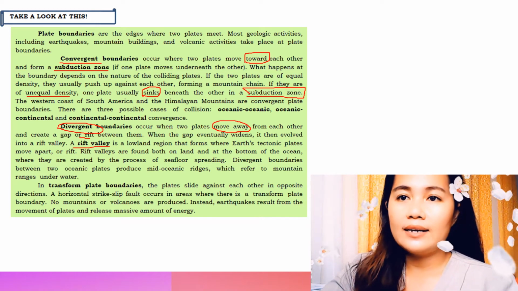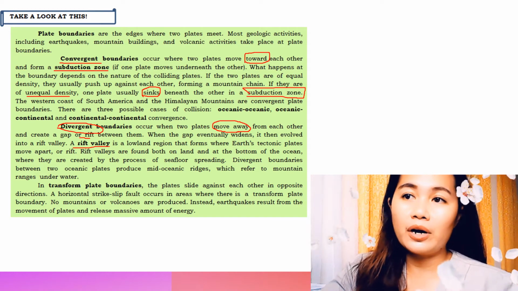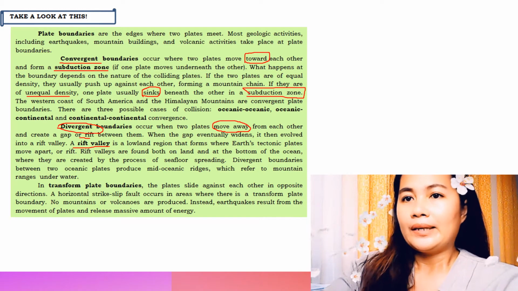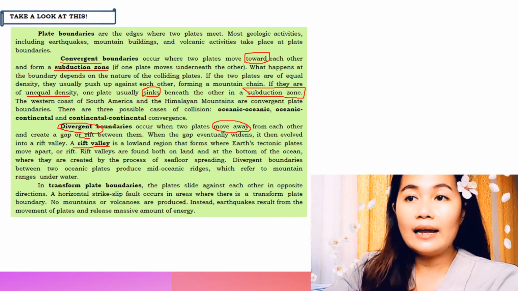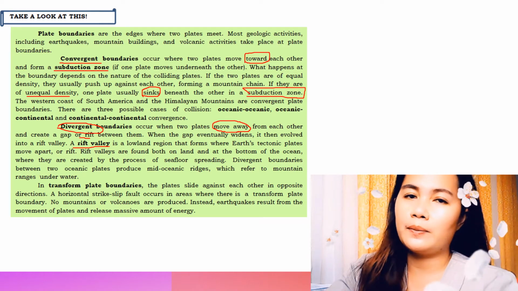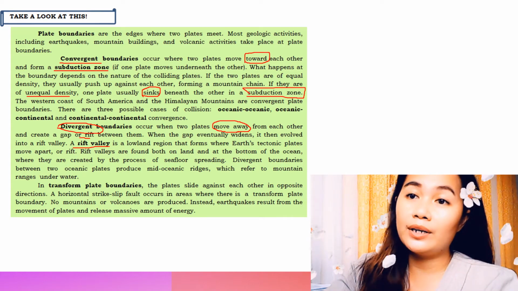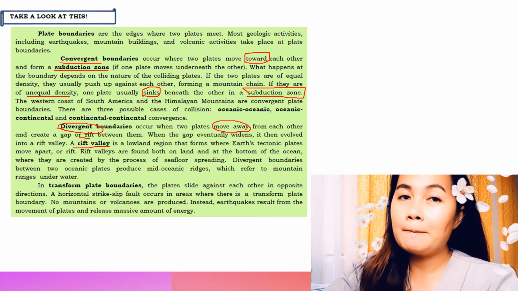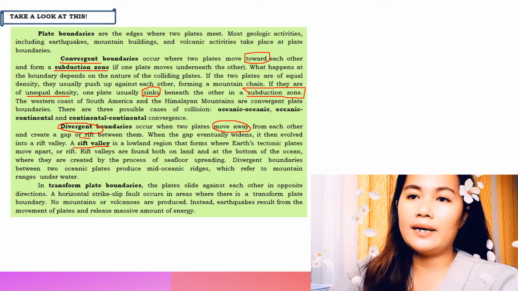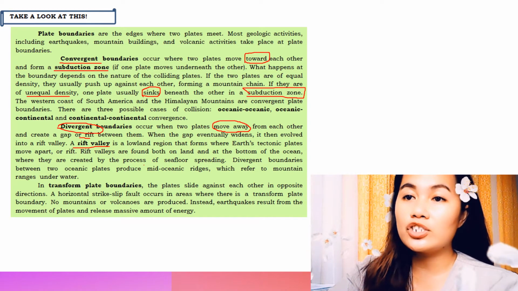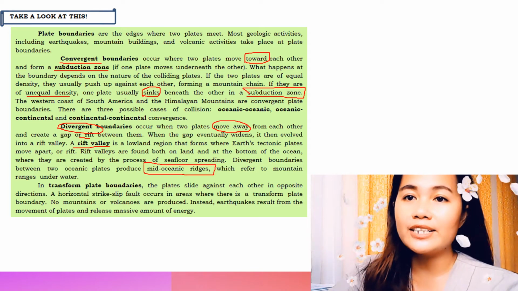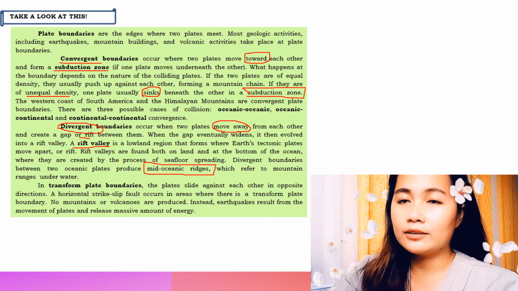A rift valley is a lowland region that forms where the Earth's tectonic plates move apart or rift. The rift valleys are found in both land and at the bottom of the ocean, where they are created by the process of seafloor spreading. We will discuss further the process of seafloor spreading in succeeding modules. Divergent boundaries between two oceanic plates produce what we call as mid-oceanic ridges, or they are just a series of mountain ranges that are under water.